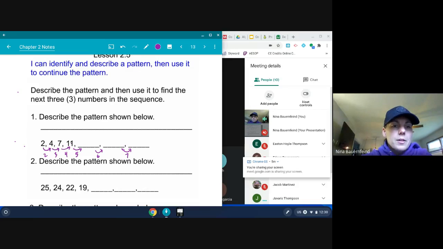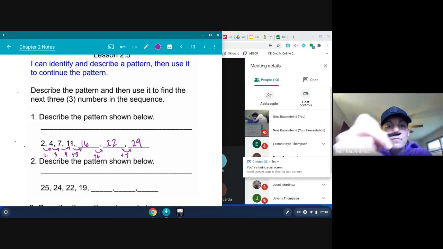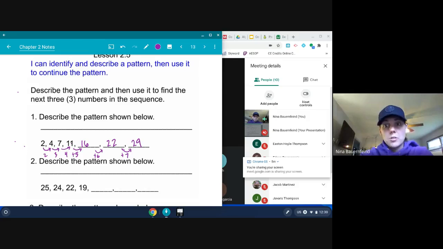So 11 plus 5 is 16. 16 plus 6 is 22. 22 plus 7 is 29. So that's our next 3 terms. And it says describe the pattern. Well, we did add 2, add 3, add 4, dot, dot, dot, which means and on and on and on. That's what dot, dot, dot, the ellipses, mean.